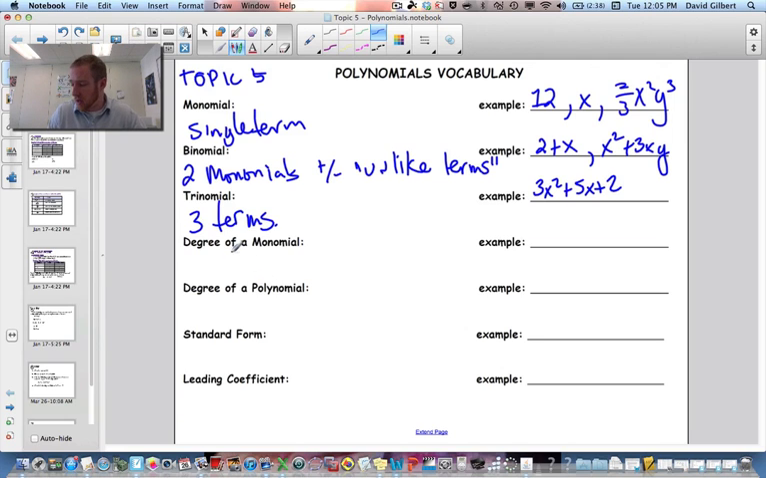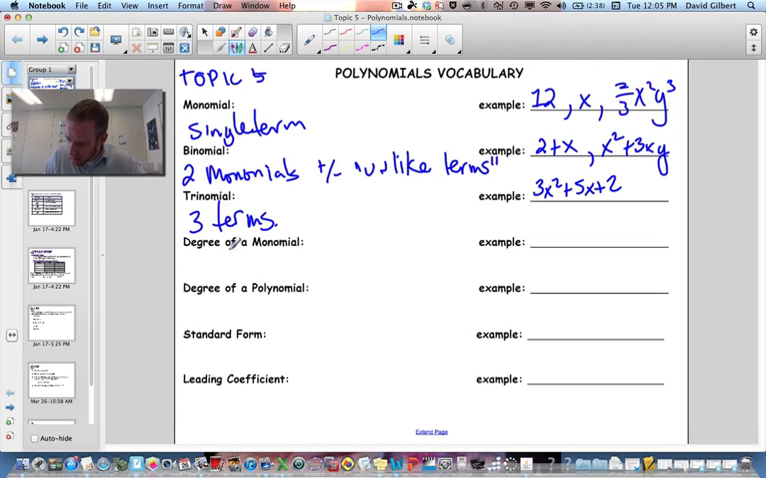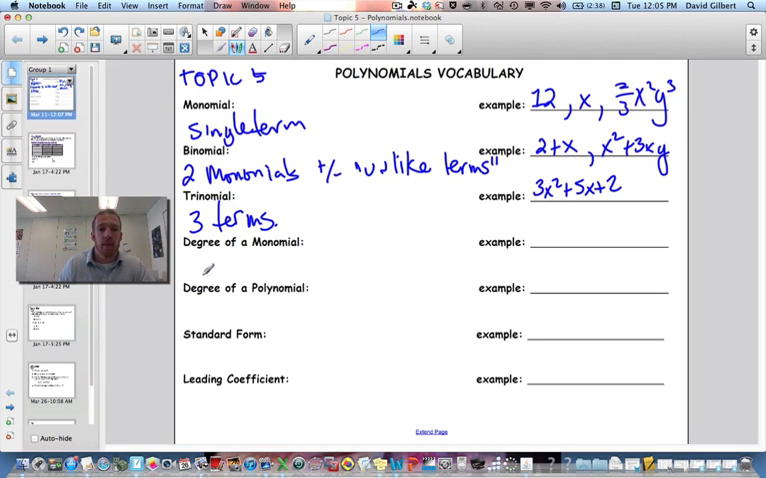The degree of a monomial is the sum of the exponents. Remember, mono being one, monomial, the degree is what you get if you add all the exponents together. The degree of this monomial up here has nothing to do with the coefficient, or the number in front. It's just adding these two together. So the degree of this would be 5.